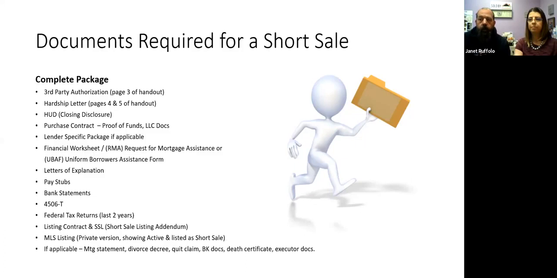A financial worksheet or a request, it's called an RMA or a UBAF. RMA stands for Request for Mortgage Assistance. UBAF stands for Uniform Borrower's Assistance Form.